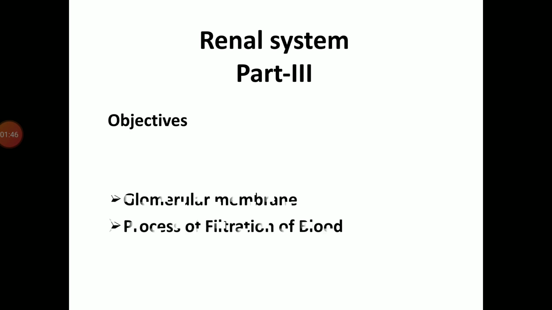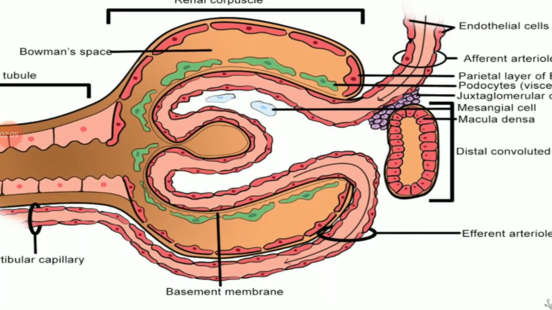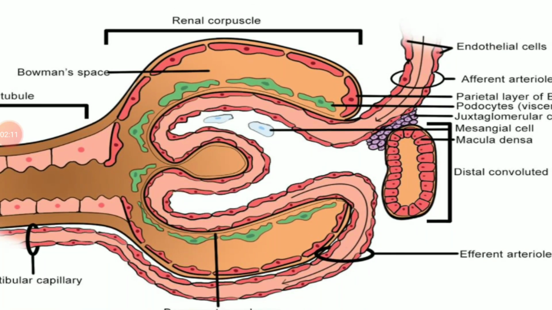So the objectives in this video are to know about the glomerular membrane and to know about the process of filtration of blood. The glomerular membrane is defined as the structure which intervenes in the passage of blood from the capillaries to the Bowman's space. What does this mean? To understand this, let us look at this diagram again.